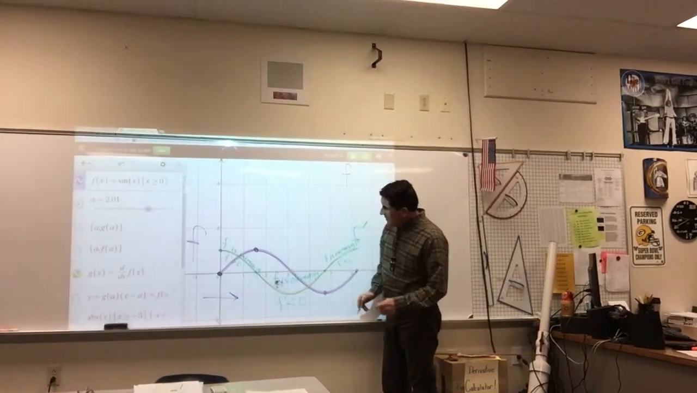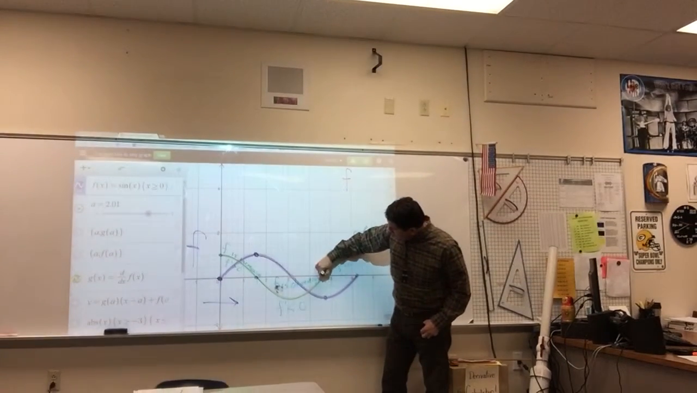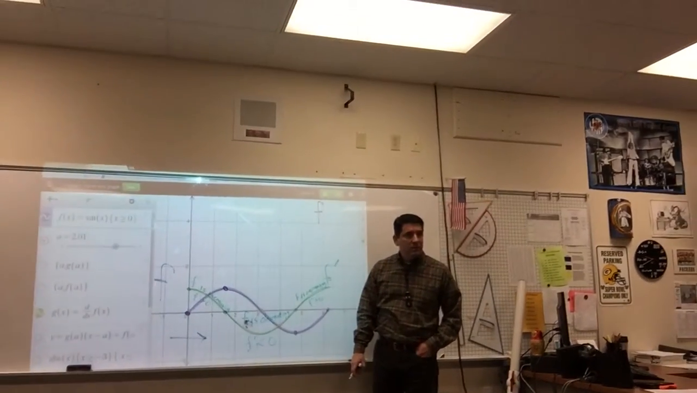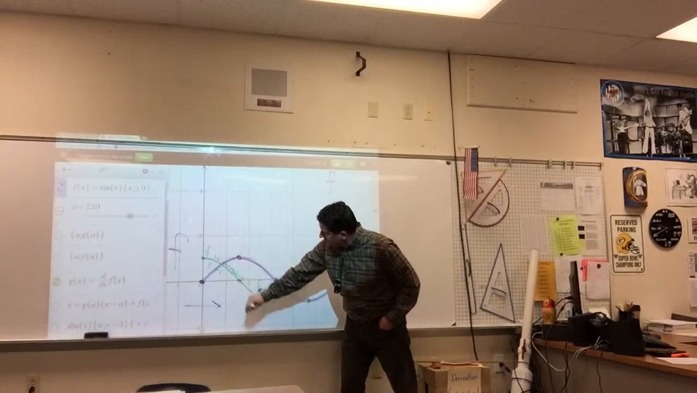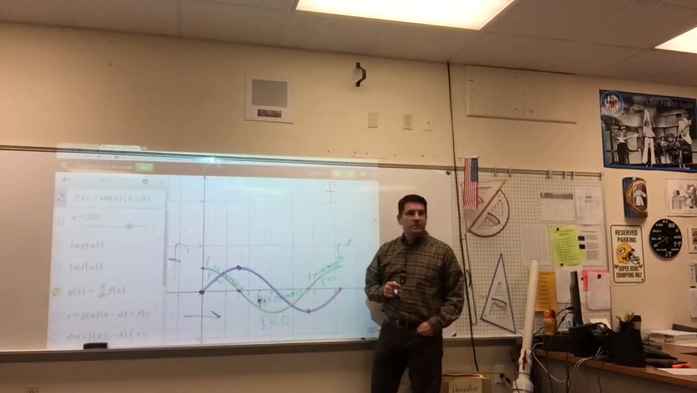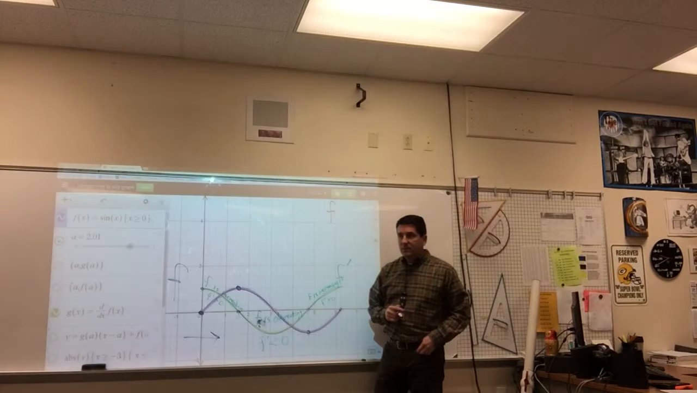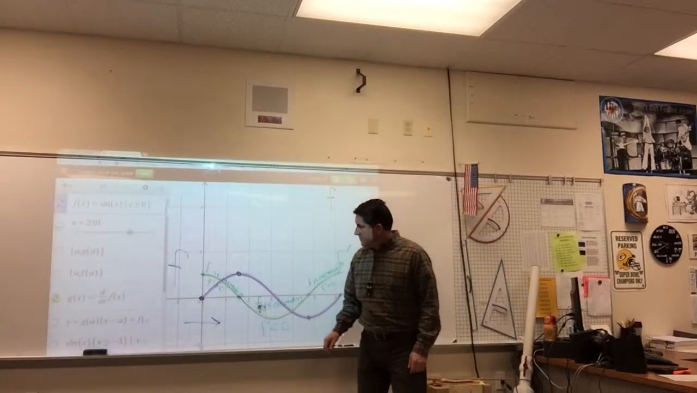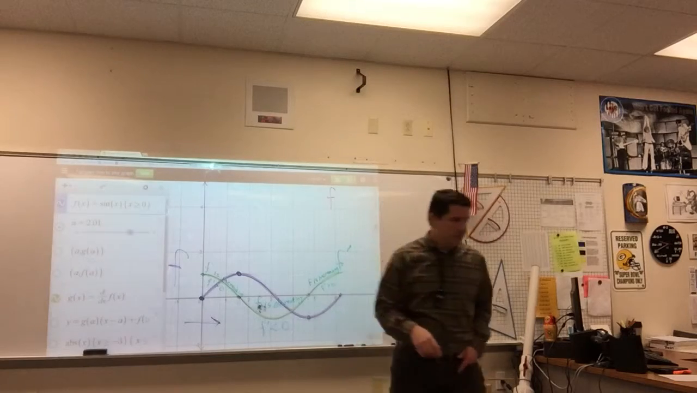Okay. Now, remember we said wherever the derivatives are 0, that's where you're going to have a slope of 0. And that's what we have here. A slope of 0 that matches up with this one, and a slope of 0 which matches up with this one. Make sense? Let's do another one.